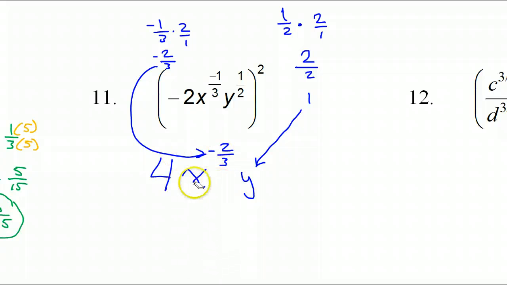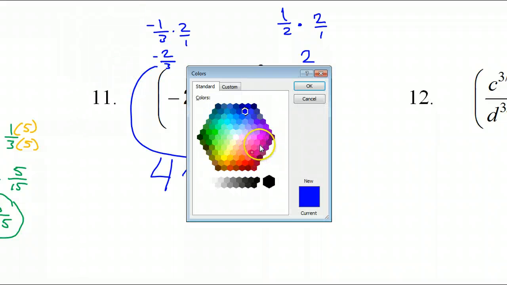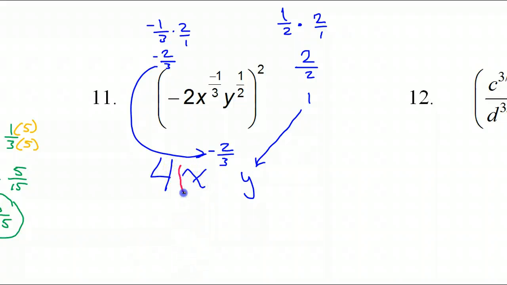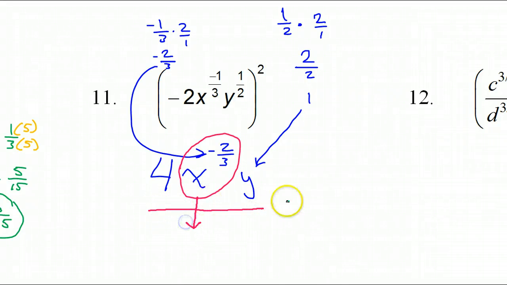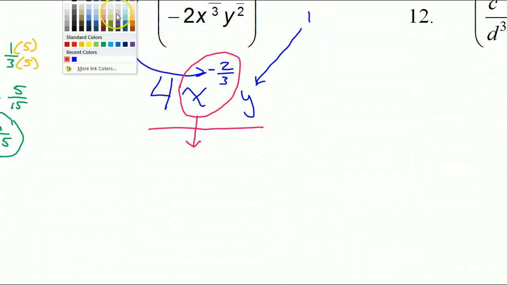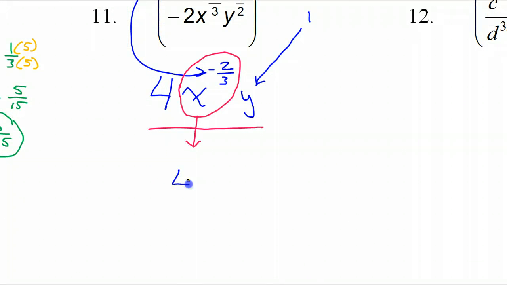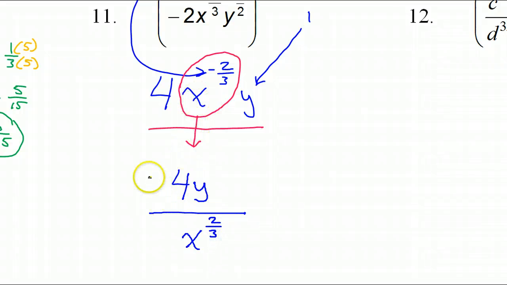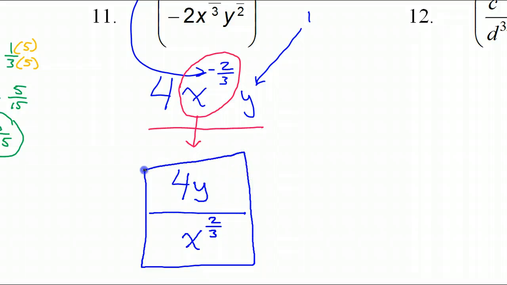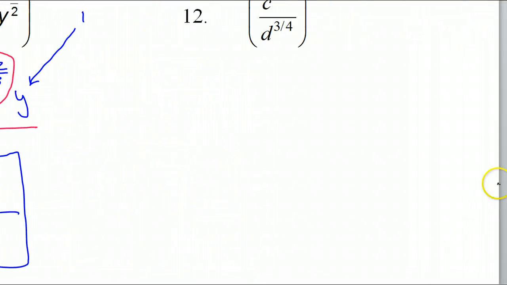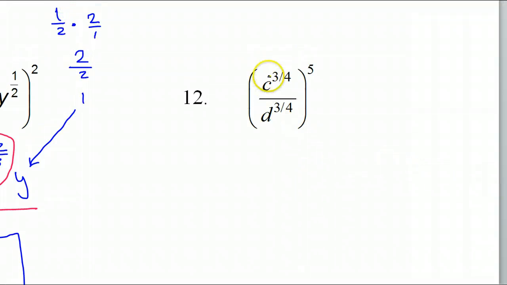The only thing I would change about this is I have one expression here that has a negative exponent on it. When you have a negative exponent, you're on the wrong side of the fraction. So here's the invisible fraction. This must drop below. So that is why I'm going to have 4y over x to the 2/3 power. That had to drop down. So this is the final answer for number 11. Okay, let's take a look at number 12.